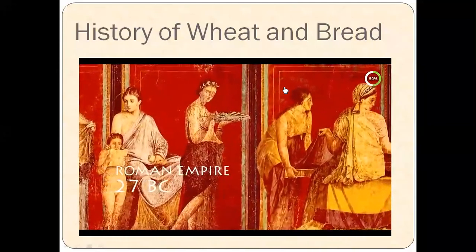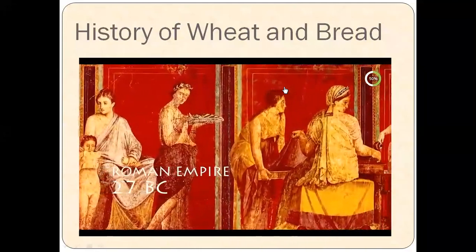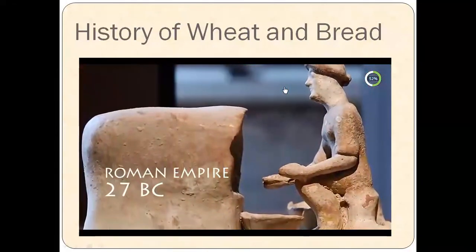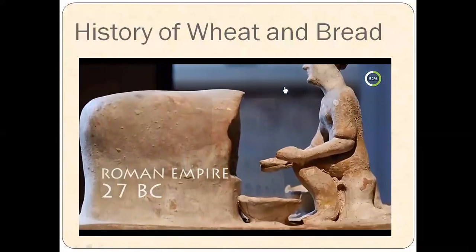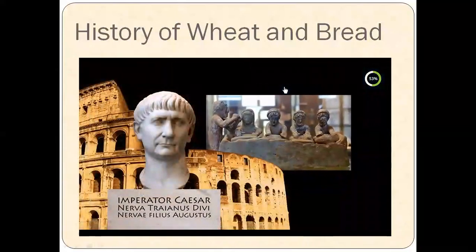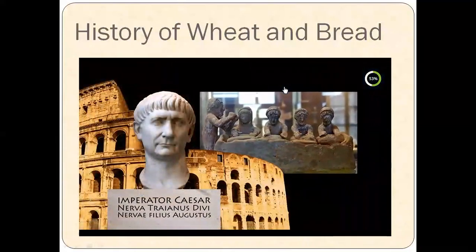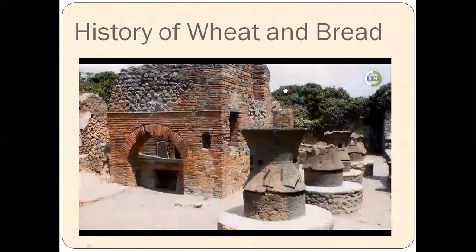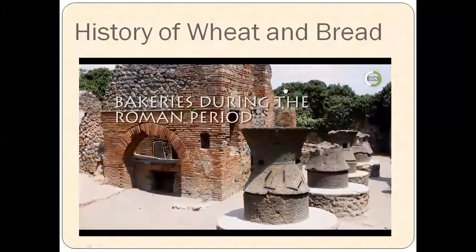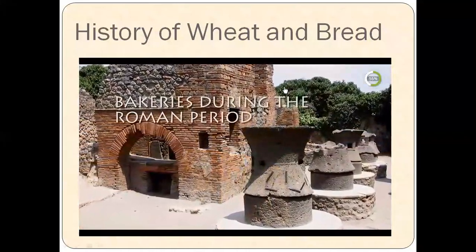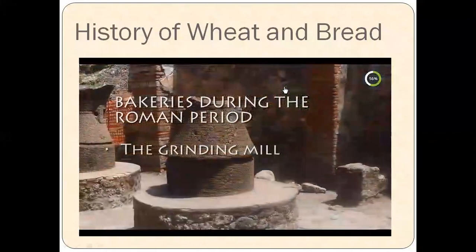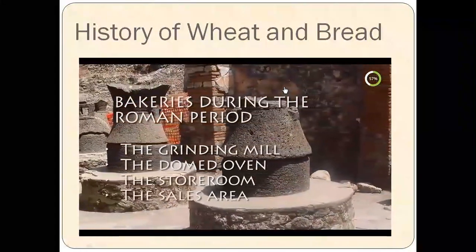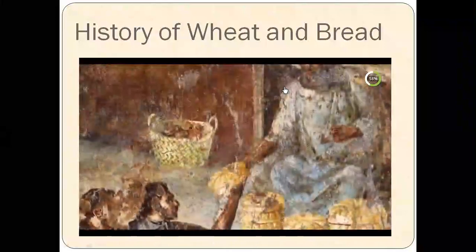Following the complete conquest of Greece, the Romans were initiated into the art of baking by the Greeks and developed it. There were 300 organized bakeries in Rome during the reign of Emperor Trajan, with the first Bakers' Guild and Greek bakers. The bakery's bread industry was comprised of 5 parts: the grinding mill, the domed oven, the storeroom, the sales area, and the baker's house.